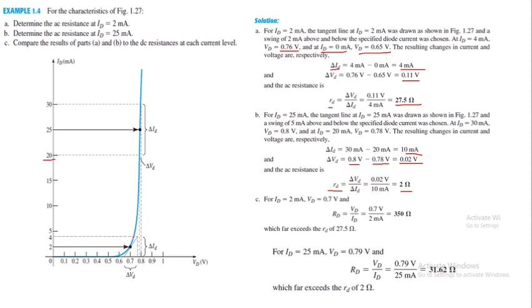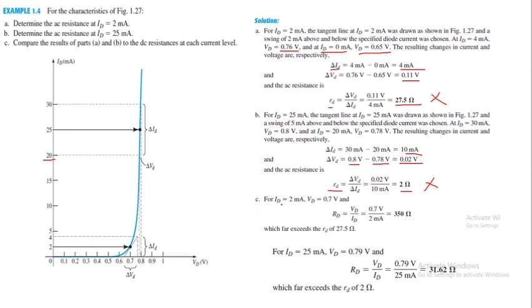That is, the higher the Q point, the lower will be the value of AC or dynamic resistance. And we can compare these two values, this one and this one. For the lower Q point we have 27.5 ohm as the value of AC resistance, and for this Q point we have 2 ohm as the value of AC or dynamic resistance.